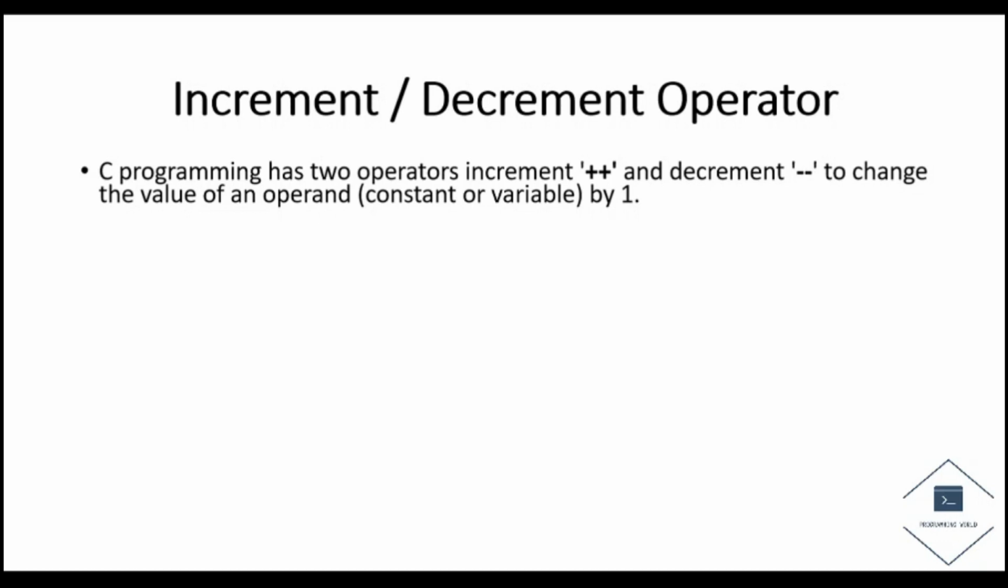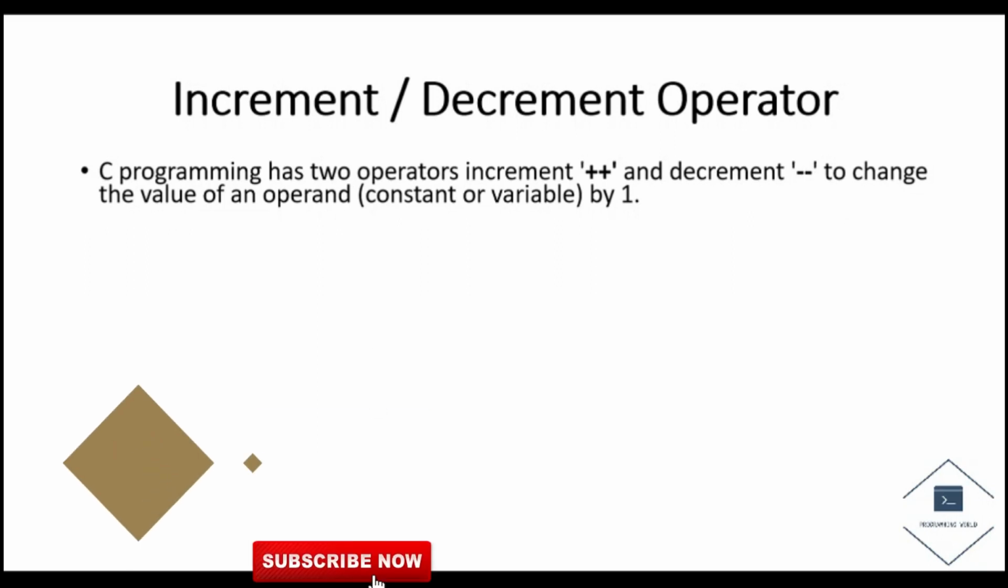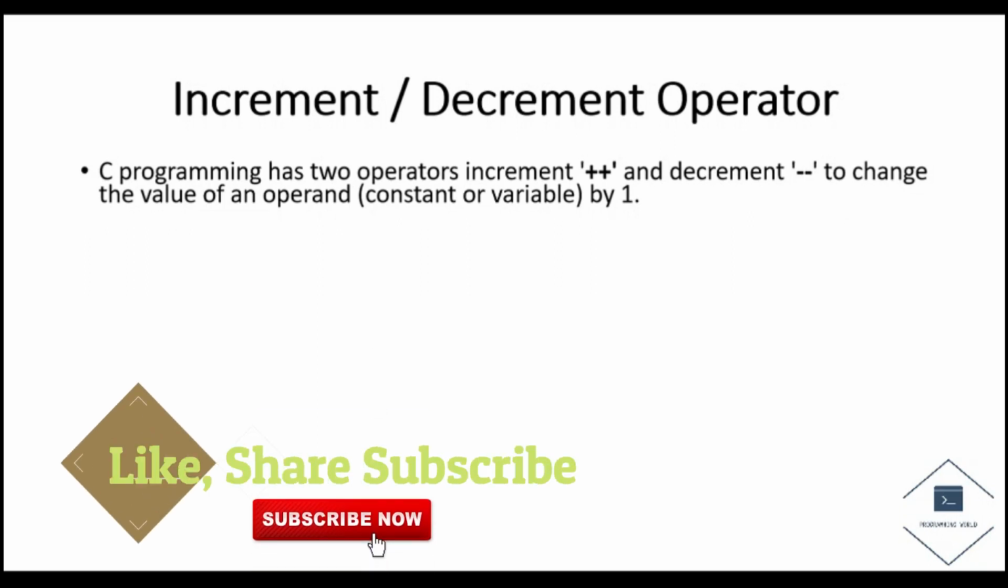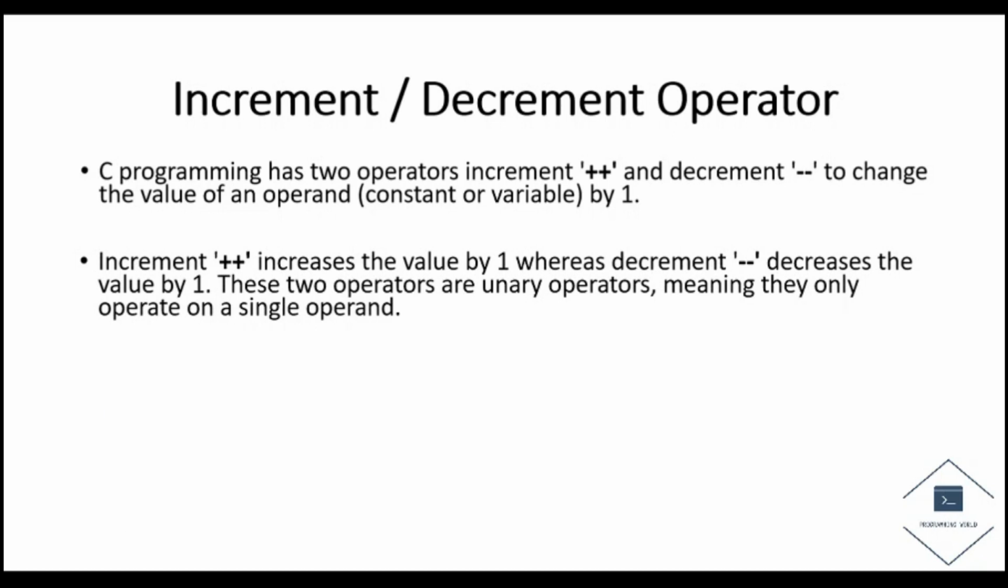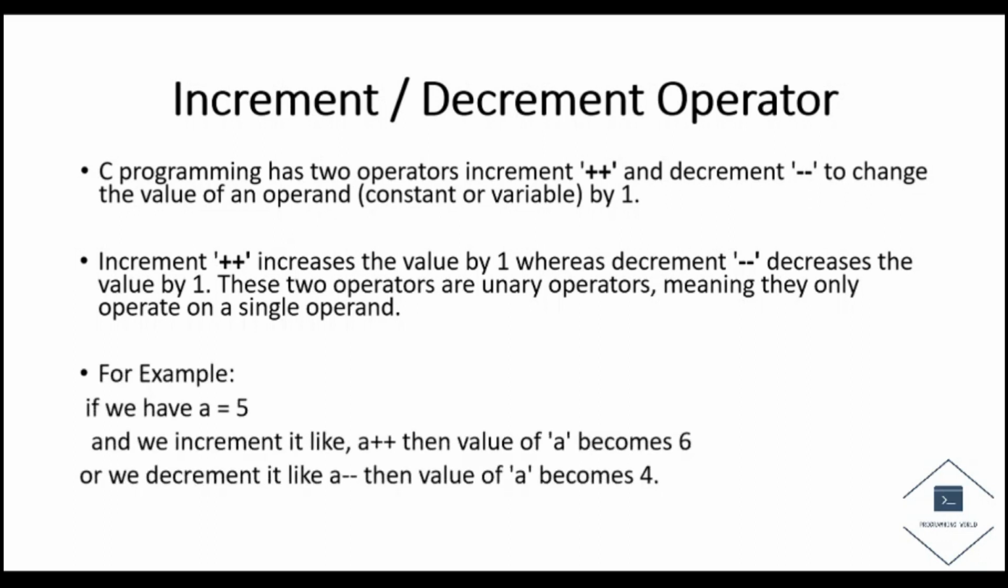Increment and decrement operators. C programming has two operators, increment and decrement, to change the value of an operand by 1. Increment increases the value by 1, whereas decrement decreases the value by 1. These two operators are unary operators, meaning they only operate on a single operand. For example, if we have a equals 5 and we increment it like a++, then the value of a becomes 6. Or if we decrement it like a--, then the value of a becomes 4.